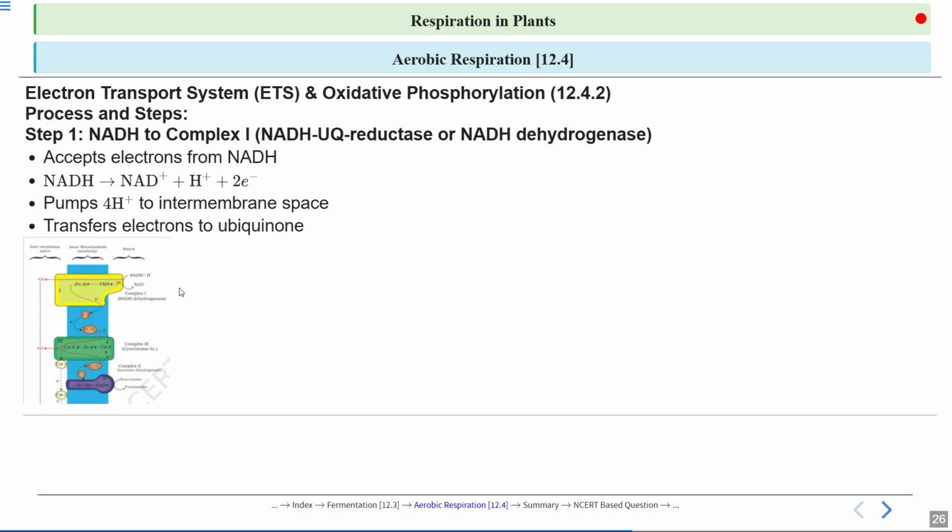So here we can see the NADH dehydrogenase complex. It accepts the electrons from NADH. Then these electrons are transferred to ubiquinone, and ubiquinone further carries these electrons to the next complex.